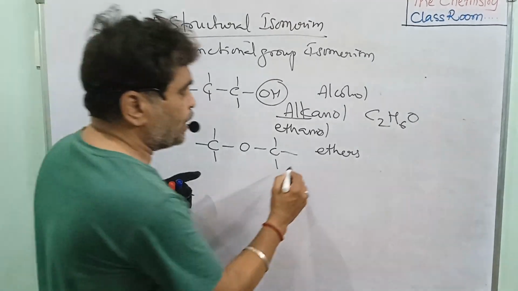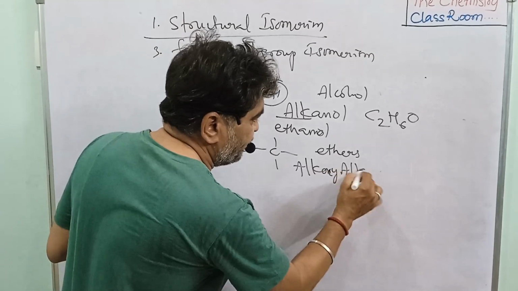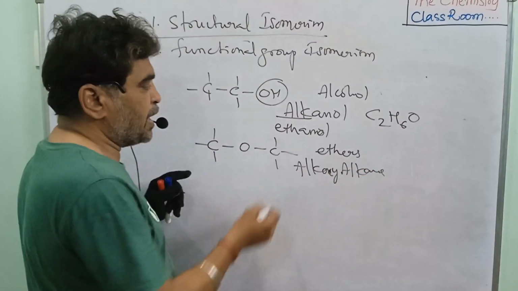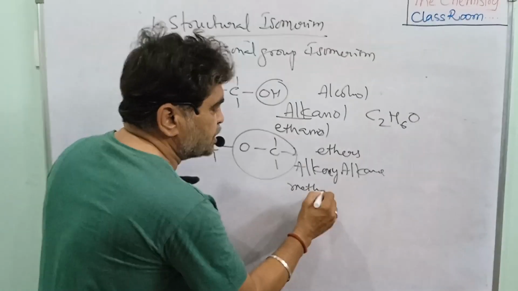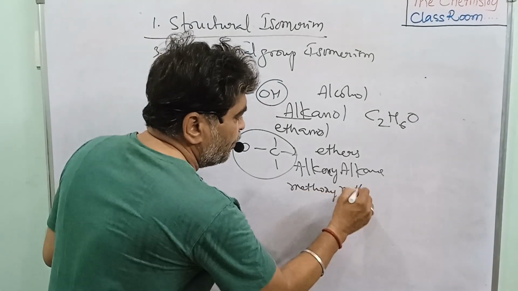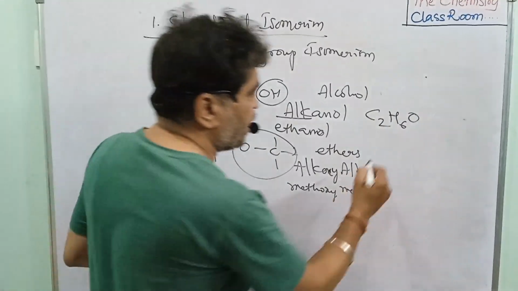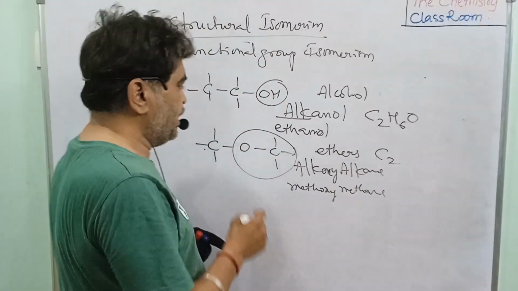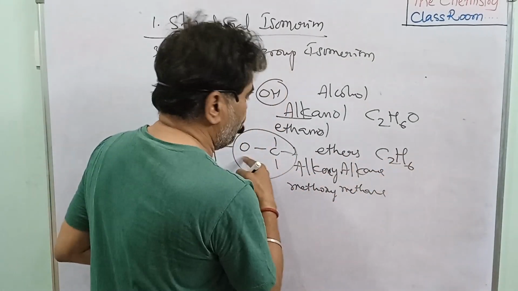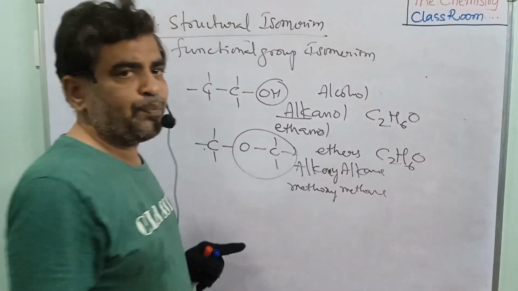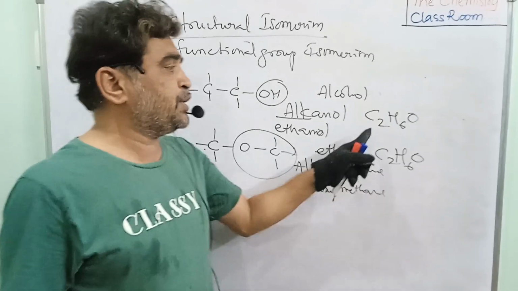So the root word is alkoxyalkane. What is the root word? Alkoxyalkane. So it is methoxy, and this one is methane. So the compound is methoxymethane. What is the compound? Methoxymethane. In this compound, how many carbons do you have? 2 carbons only. Hydrogens we count: 3 and 3. The 6 hydrogens we have and 1 oxygen. C2H6O. In these 2 compounds, we have the same molecular formula.